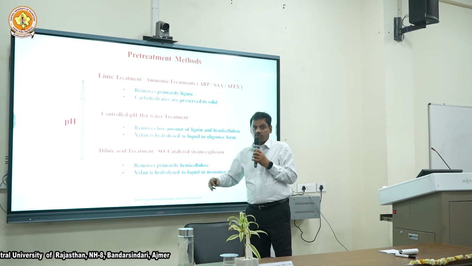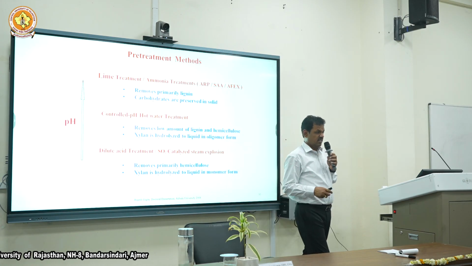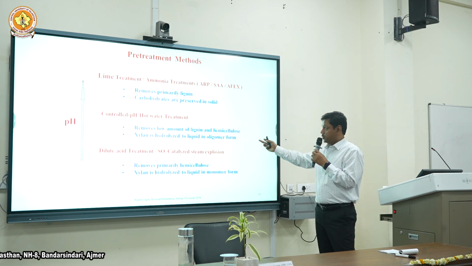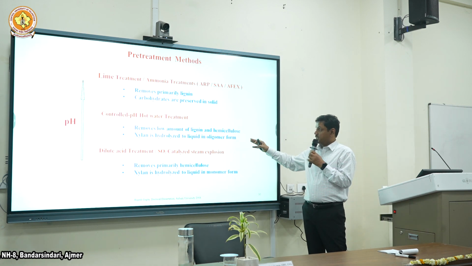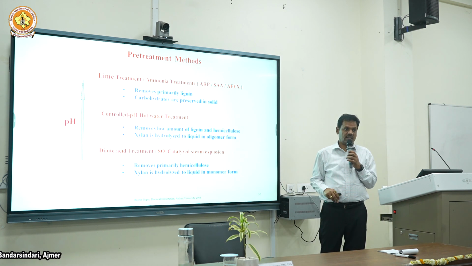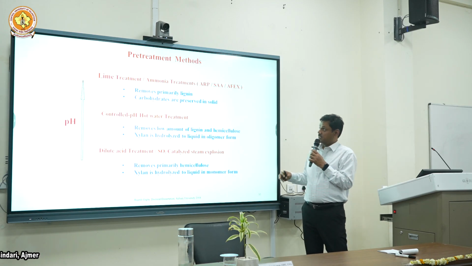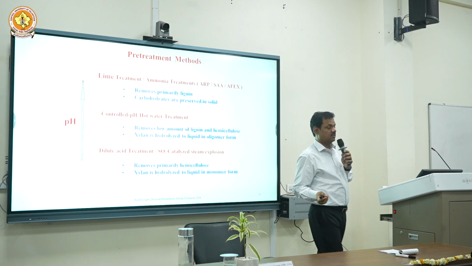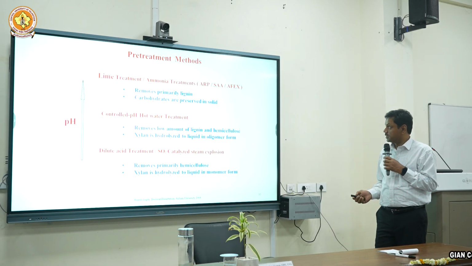Controlled pH hot water treatment we do. Keep pH constant or use a buffer. You can do pre-treatment here also, but it will remove part of the lignin. This is the calcium balance. You can go fully alkaline, and it will remove most of the lignin. So these are the methods you can do.